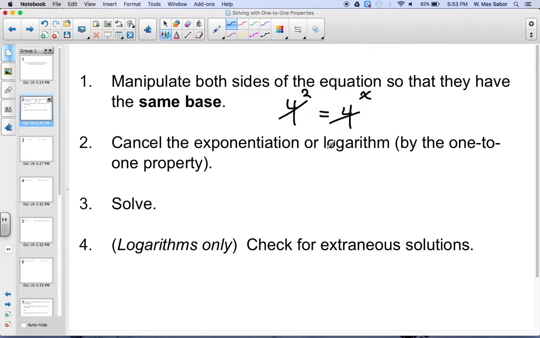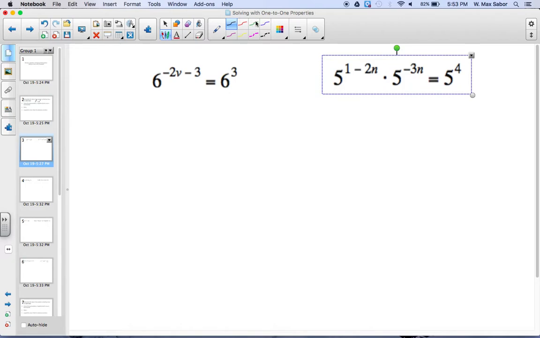So in this case we cancel the 4's. And then we'd say 2 equals x. If we have more things in the exponents, we'd have to solve, and then check for extraneous solutions if it's a logarithm. So what does this look like?